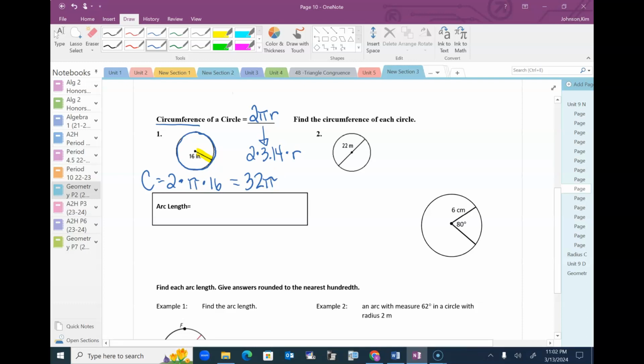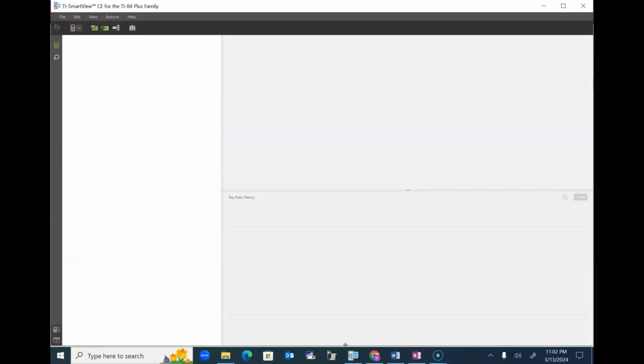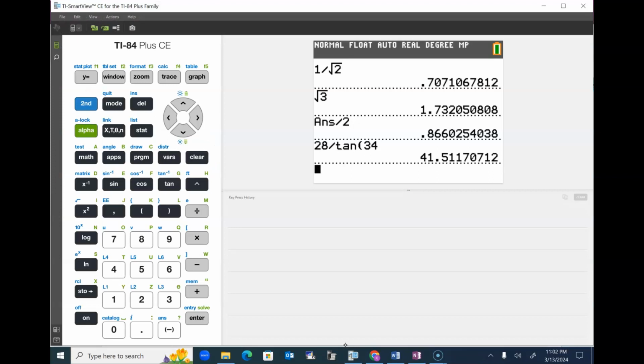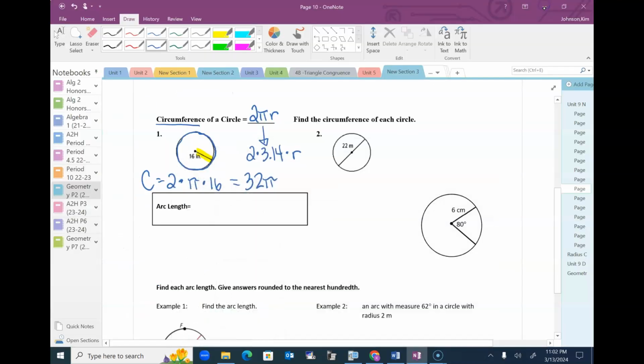If we wanted to convert that to decimal form, that would be 32 times roughly 3.14. I'll show you what that looks like on a calculator. It's 32 times pi, so it's about 100.53 units. In this case, our units were inches, so it's about 100.53 inches. And again, that's the length all the way around the edge of the circle.